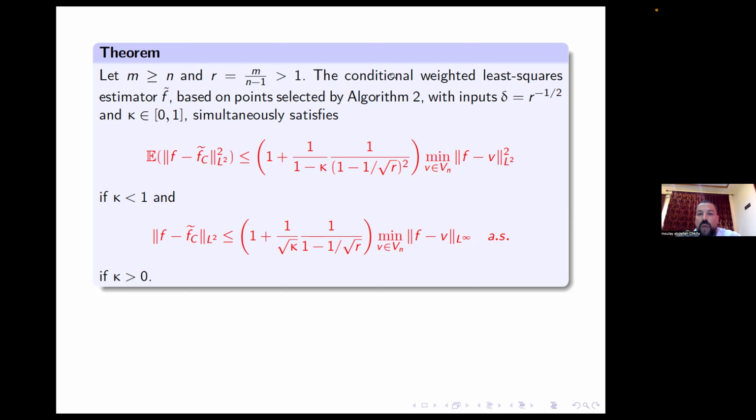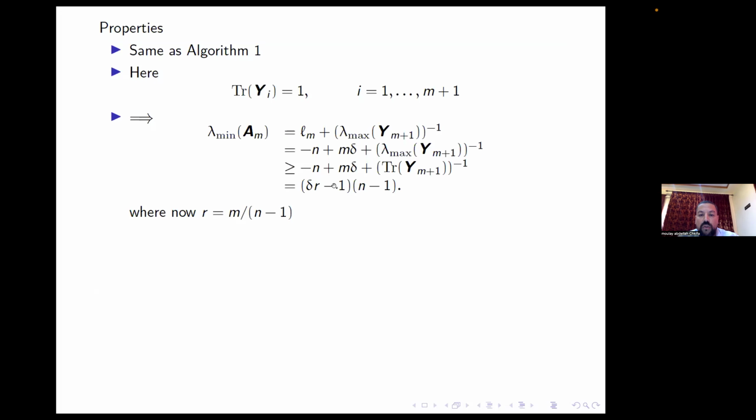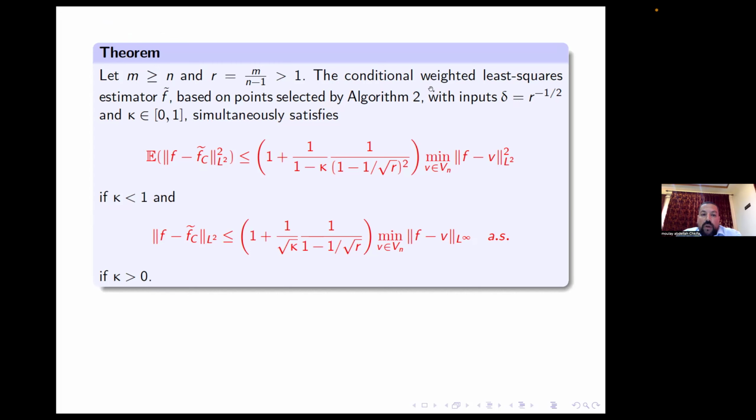And let me just remind you, by conditional weighted least square, we mean we assemble the matrix J. If the smallest eigenvalue is larger than this quantity over here, we solve the least square problem. If not, we start over. So the conditional weighted least square, based on points selected by the algorithm with well-chosen inputs, with a well-chosen delta, gives us this quasi-optimal convergence rate in expectation or in almost sure sense, depending on how we choose delta.